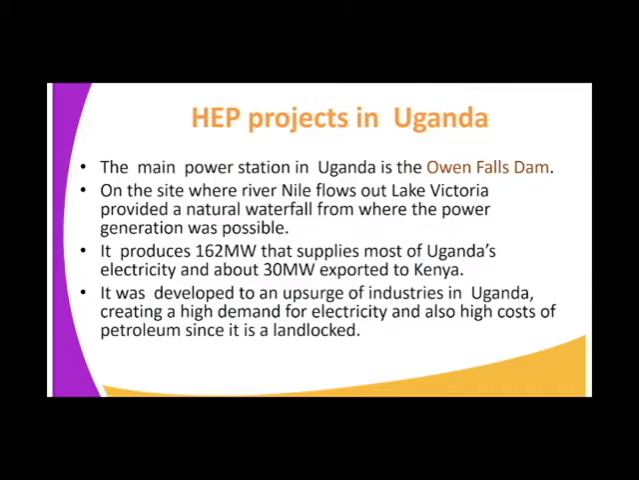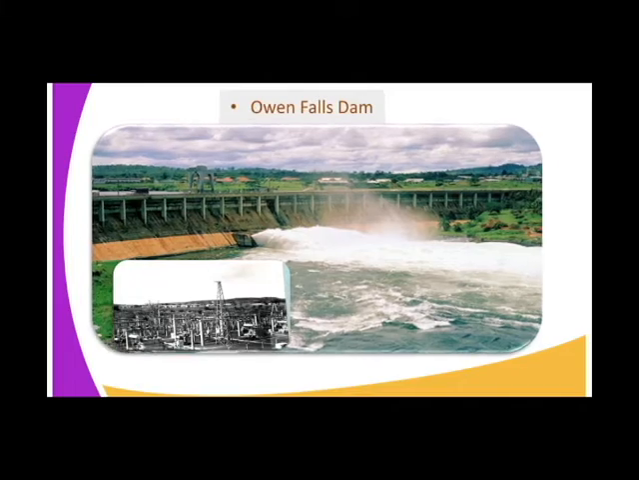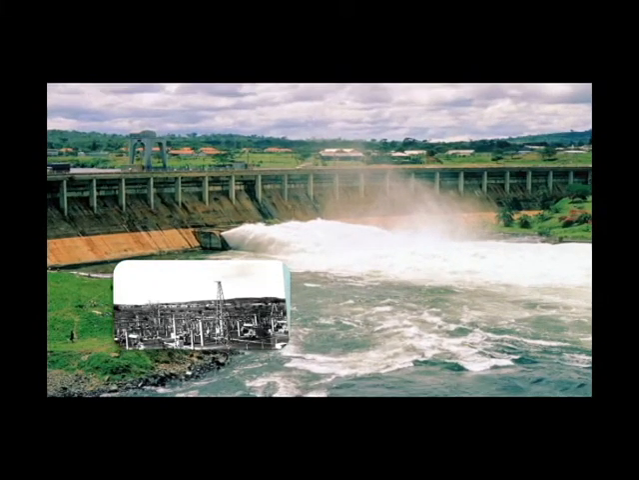It was developed due to an upsurge of industries in Uganda, creating a high demand for electricity and also the high cost of petroleum since it is a landlocked country. On the screen, we can see the Owen Falls Dam, which is a major power generating plant in Uganda.